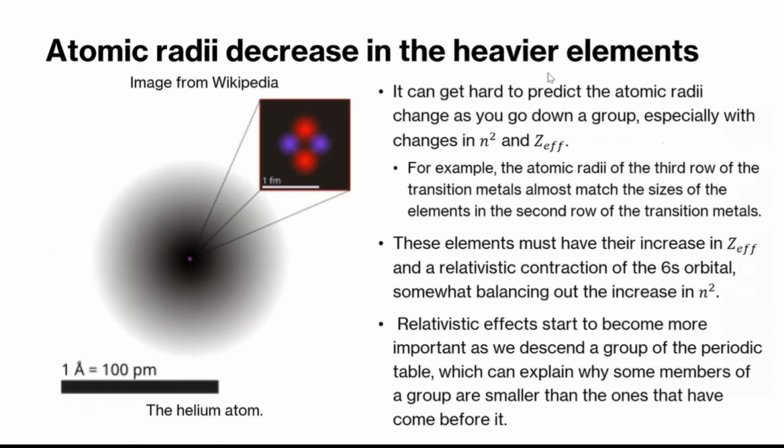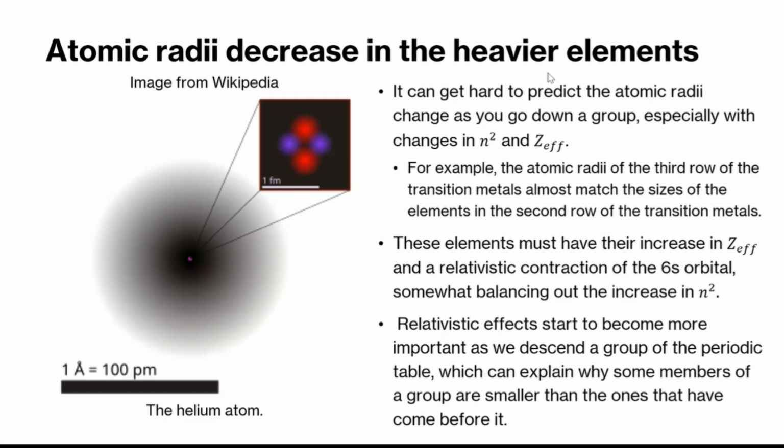So, next we want to talk about something a bit weirder. Especially in this chapter, the two main anomalies that you're going to be looking at are the heavier elements and the second period. So we're going to look at the heavier elements here. It's kind of hard to predict the atomic radius change as you go down a group, especially with changes such as n squared and the effective nuclear charge.